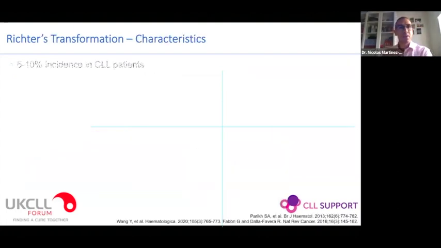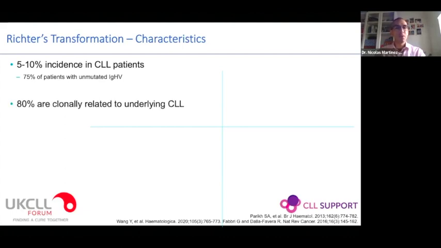So what are the characteristics of Richter's transformation? It's relatively rare, but more frequent than we would want. It has a 5 to 10% incidence in CLL patients. It's very linked to unmutated IGHV CLL, although it's not an absolute, and that goes along with other genetic abnormalities that are more frequently associated with IGHV unmutated CLL.